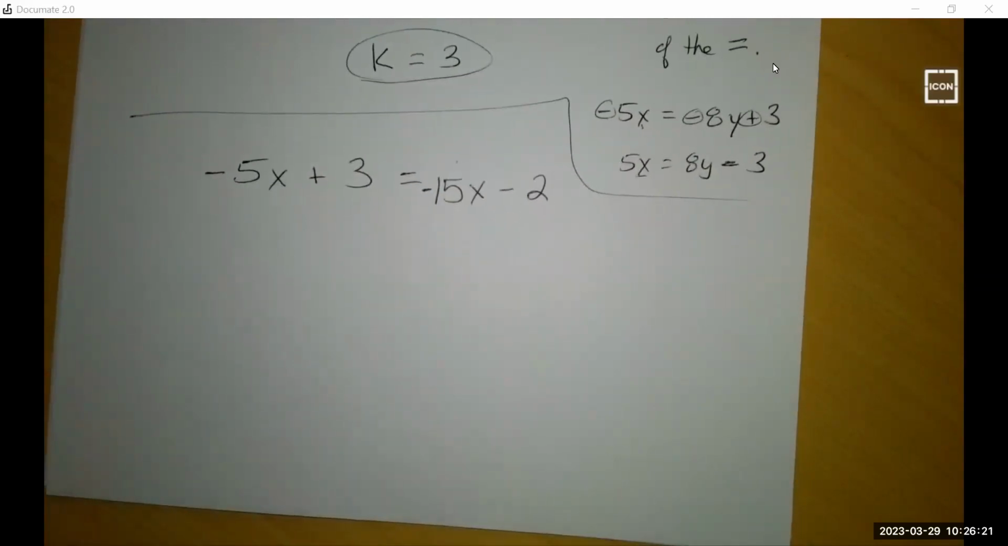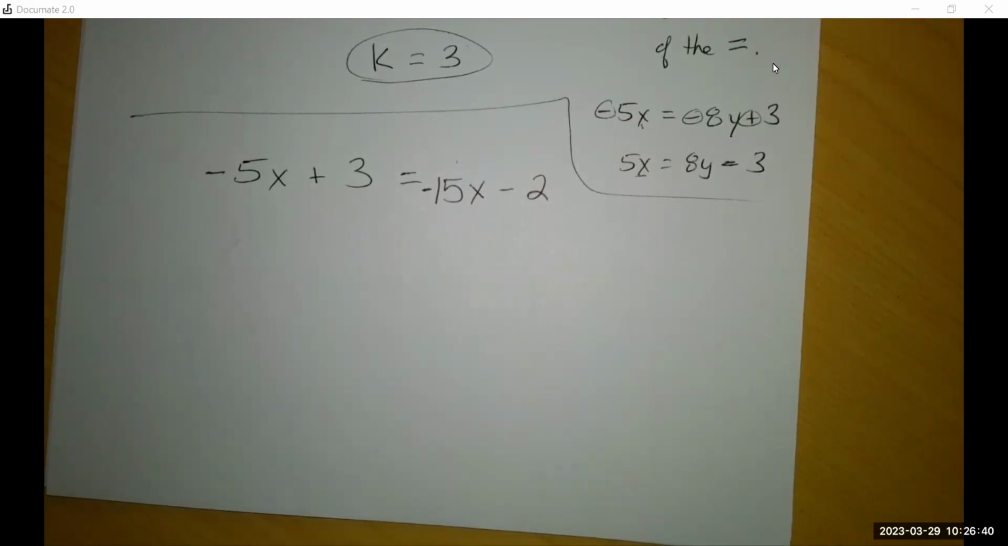Okay, we have x's on both sides. Which one do we move? Which one are we supposed to move? The smaller, right? Which is smaller, -5 or -15?